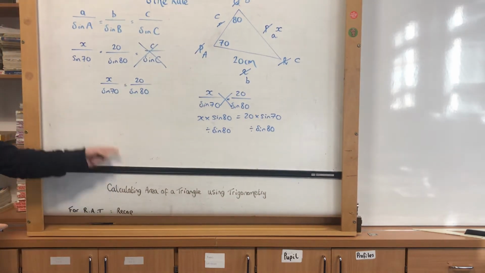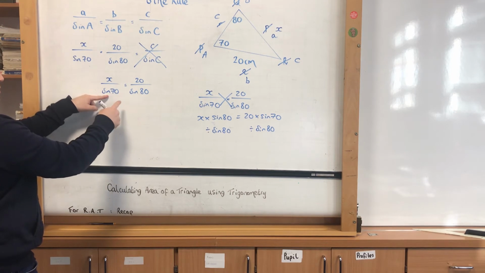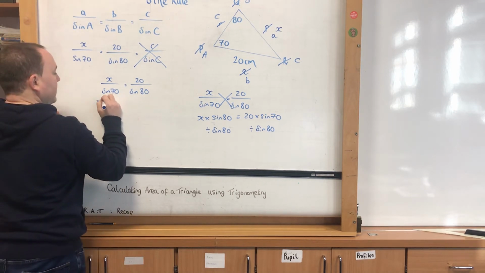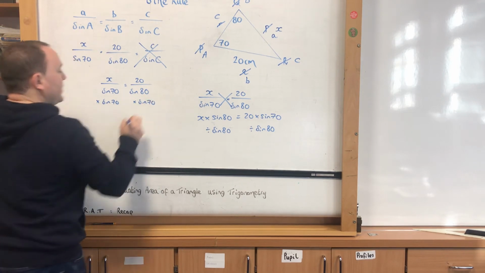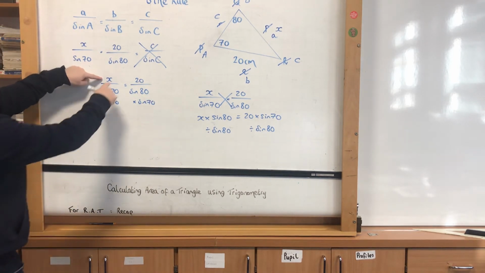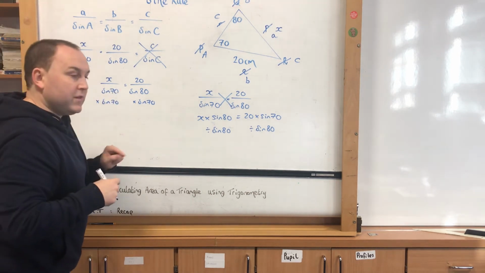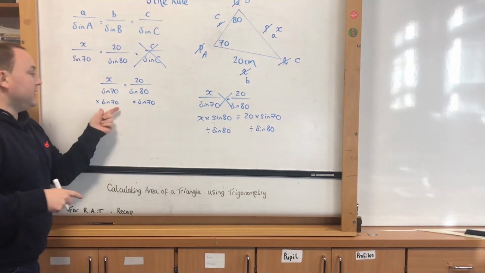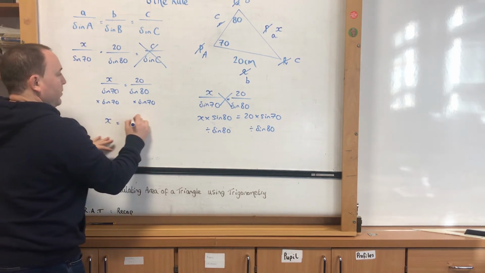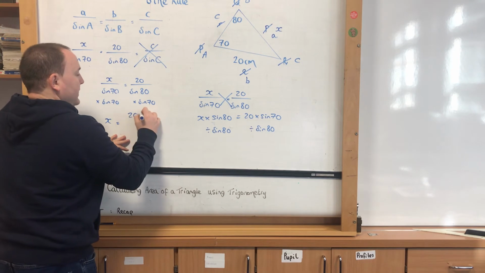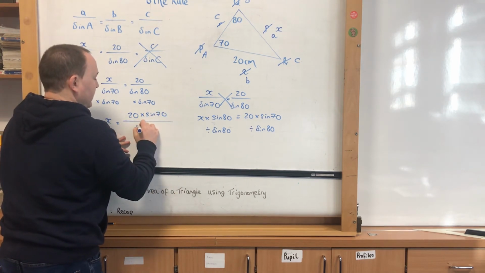Alternatively, you can see over here that all we need to do is multiply by sine 70 on both sides. We're trying to solve for x. What's happening to x? It's been divided by sine 70. What's the inverse operation of division by sine 70? It's multiplying by sine 70. So x equals 20 multiplying by sine 70 dividing by sine of 80.